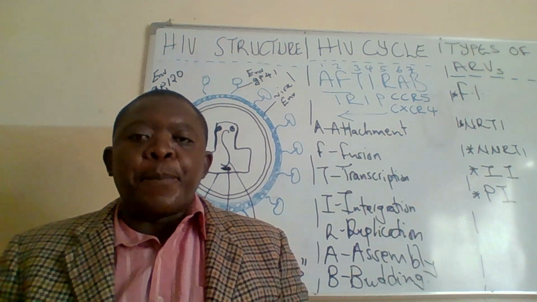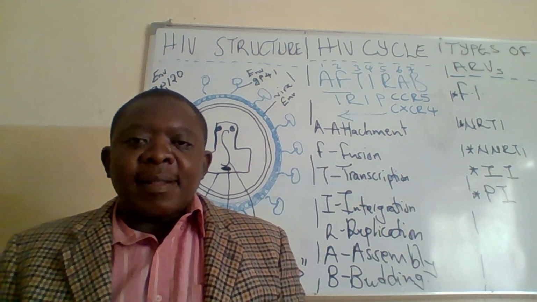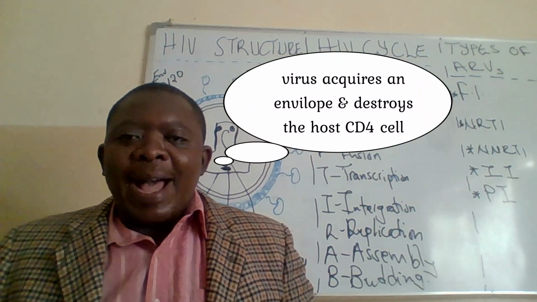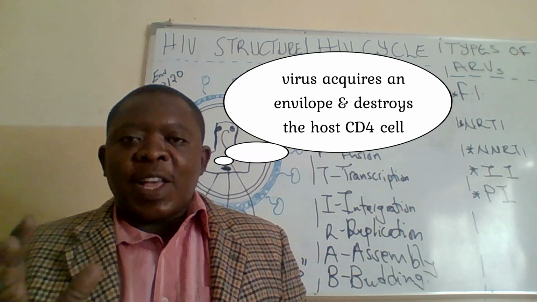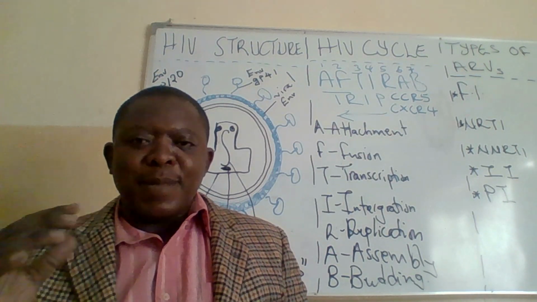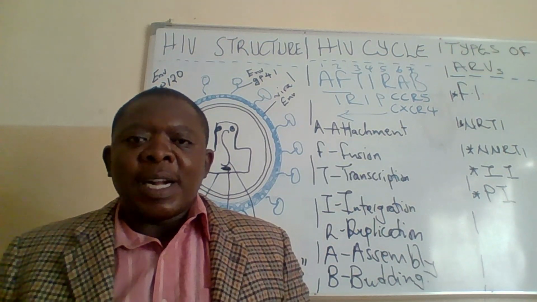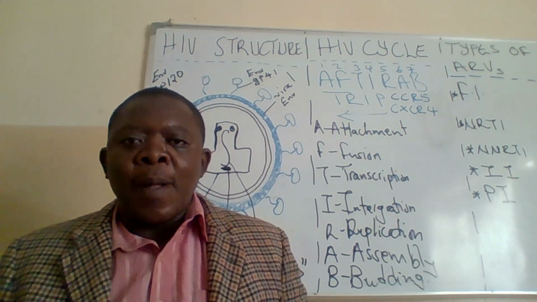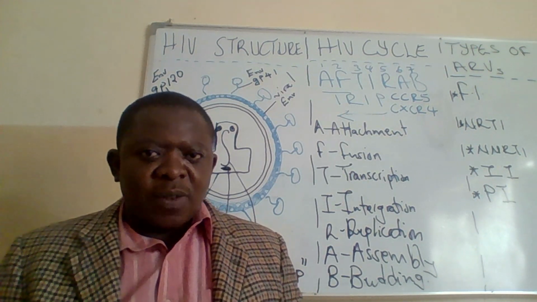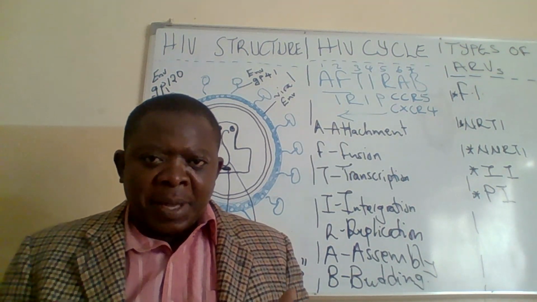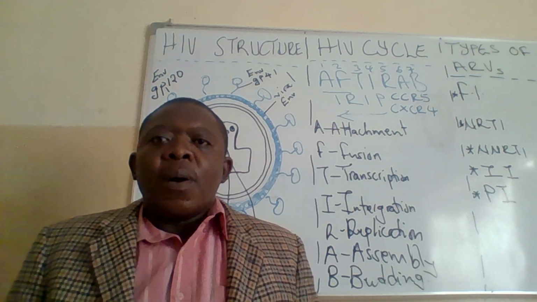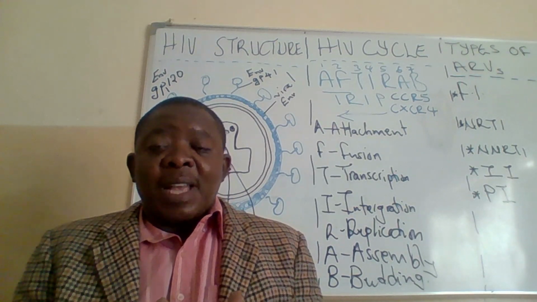Then we have budding. Budding is the process by which the virus, as it comes out of this host cell, buds out. It makes more like an inflammation as it comes out of the cell, creating a lot of holes within the cell, making it weak. Hence, this will lead to the reduction of CD4 cells, because the virus targets CD4 cells. All right, so that is about the life cycle of HIV.